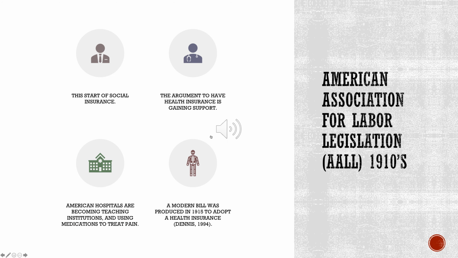As we move into the 1910s, we're starting to look at the American Association for Labor Legislation, also known as the AALL. This was also the start of social insurance. The argument to have health insurance is gaining support as medical expenses start to rise and people are not able to afford regular health care.